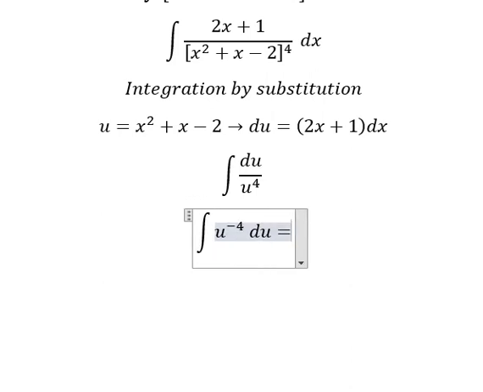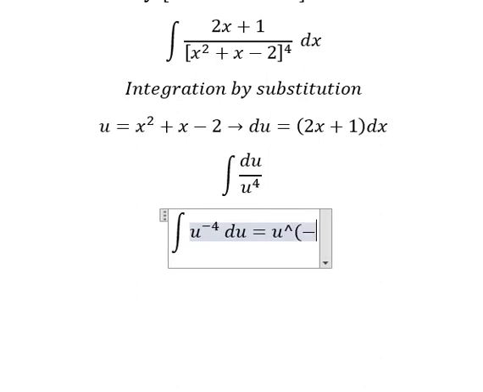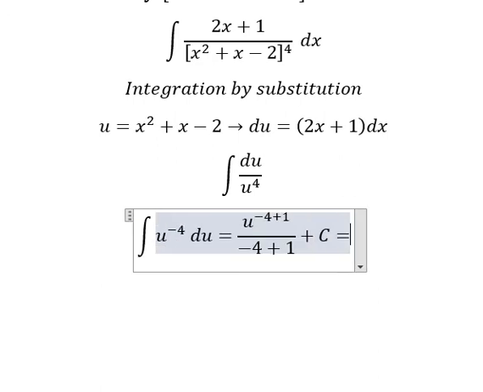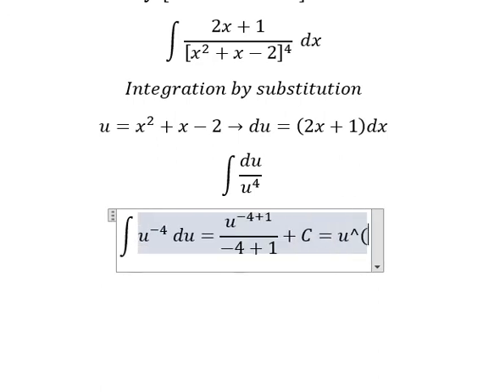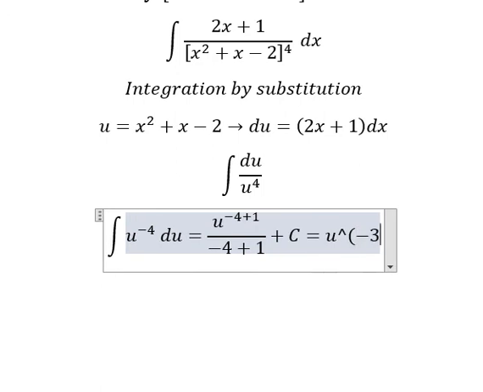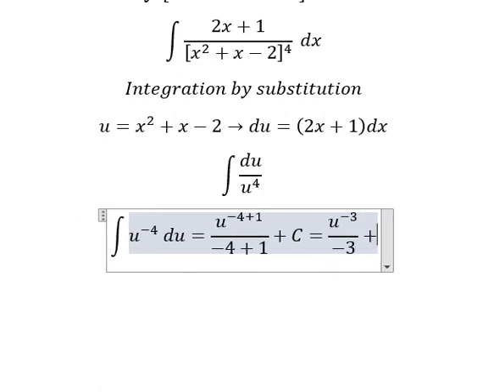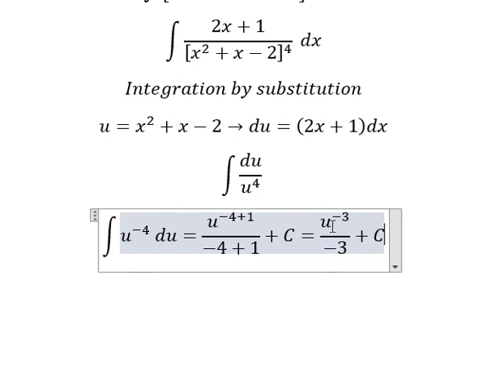The integration of this one, we have u to the power of negative 4 plus 1 over negative 4 plus 1, and we put c. This one we have u to the negative 3 over negative 3, and we put c. About u, that is this one.